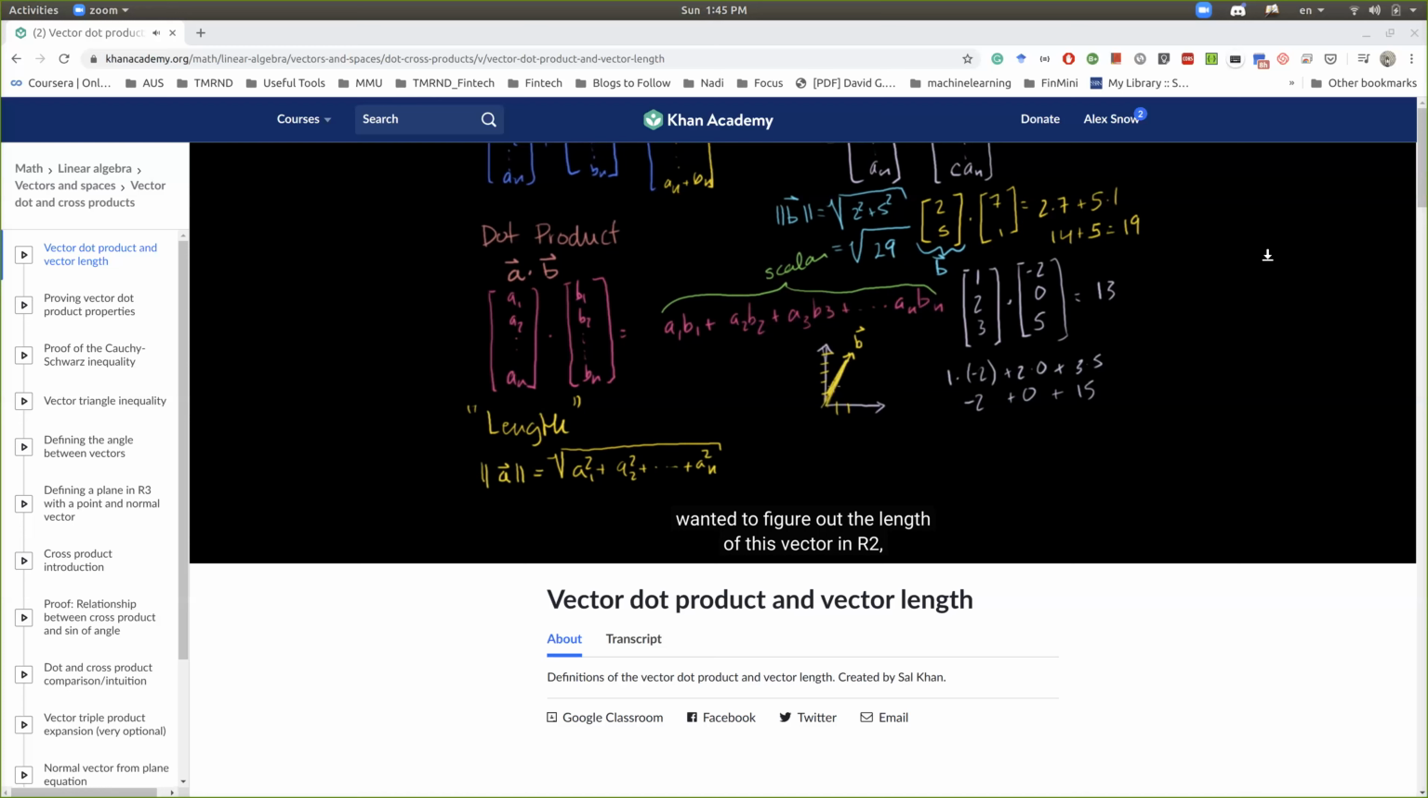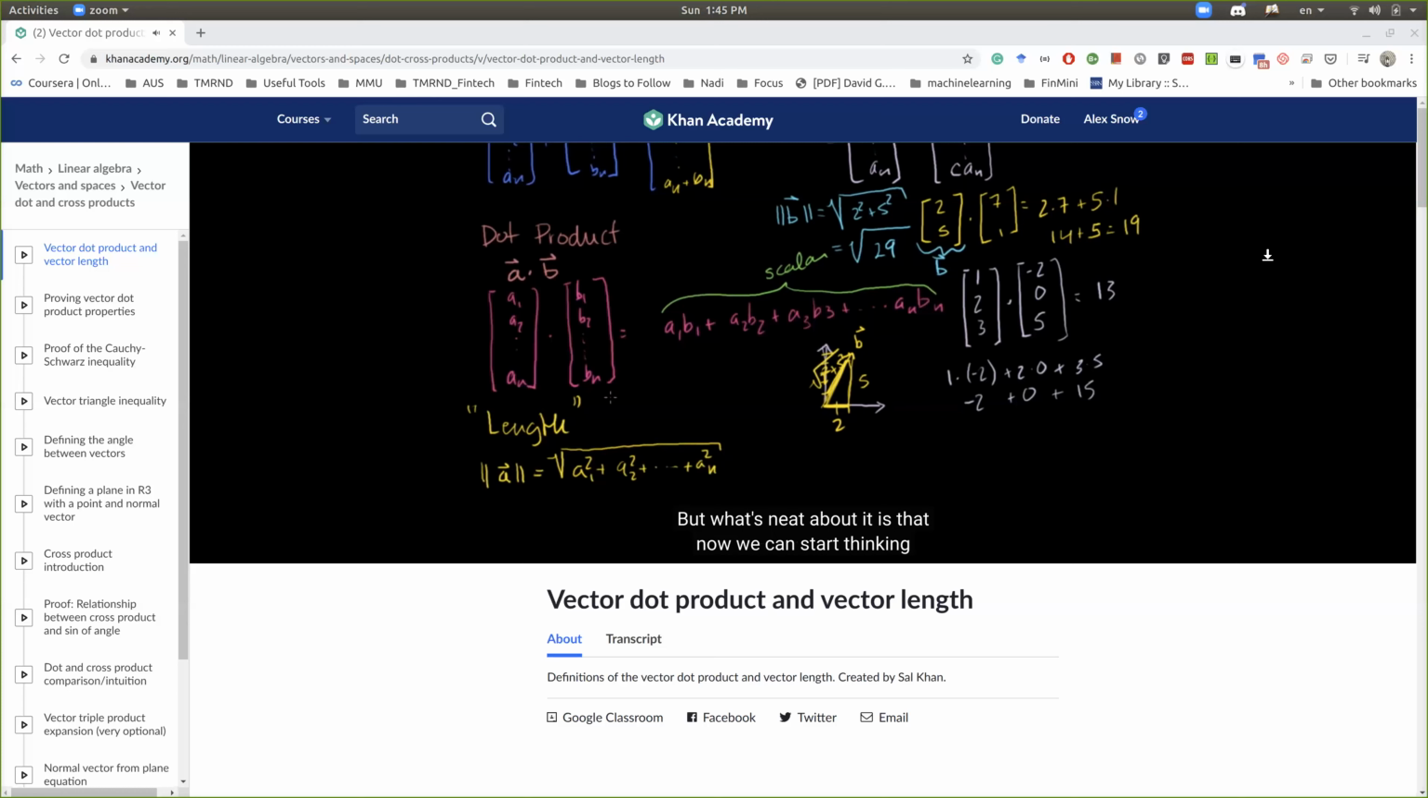And from the Pythagorean theorem, if I wanted to figure out the length of this vector in R2, or if I'm drawing it in two-dimensional space, I take this side, which is length 2, and that side, which is length 5. This is going to be the square root, from the Pythagorean theorem, of 2 squared plus 5 squared, which is exactly what we did here. So this definition of length is completely consistent with your idea of measuring things in 1, 2, or 3-dimensional space.